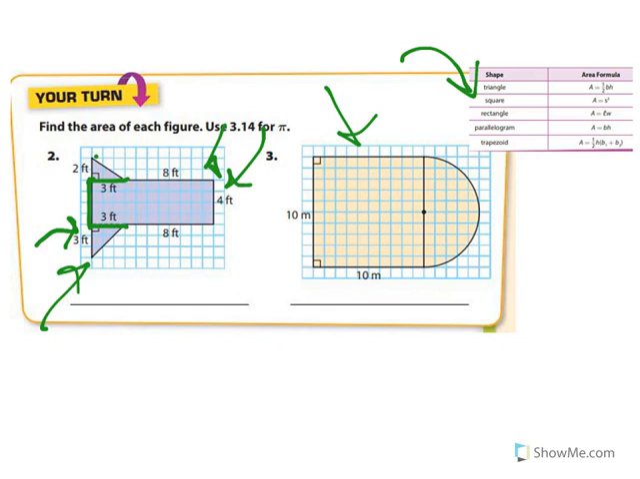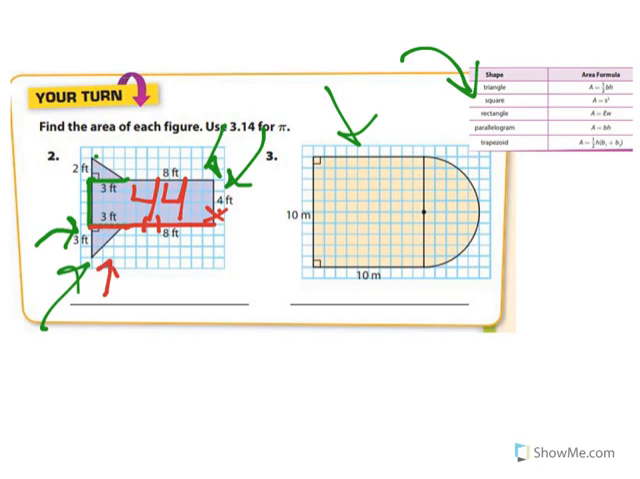Alright, so starting with our rectangle, we want to put everything together. Our 8 is only going up until this point right there, so we have to add another 3 to it. So that's 8 plus 3, that's going to be 11 as my base, and then I go up by 4. So 11 times 4 is 44, so 44 square feet is on the inside there.